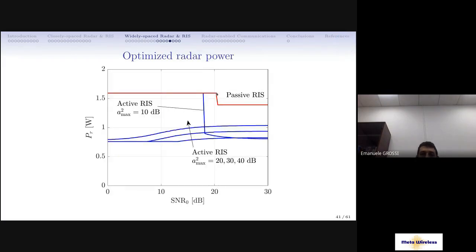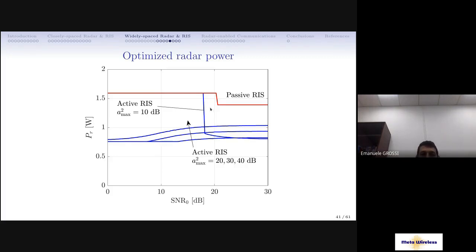And when the passive RIS is activated, some portion of the power is used to operate the RIS. The active RIS case is here represented by the blue line, and the 10 dB amplification factor case behaves very similar to the passive RIS case. Here, indeed, the signal amplification is not sufficient to cope with the severe product path loss along the indirect target-RIS-radar hop.